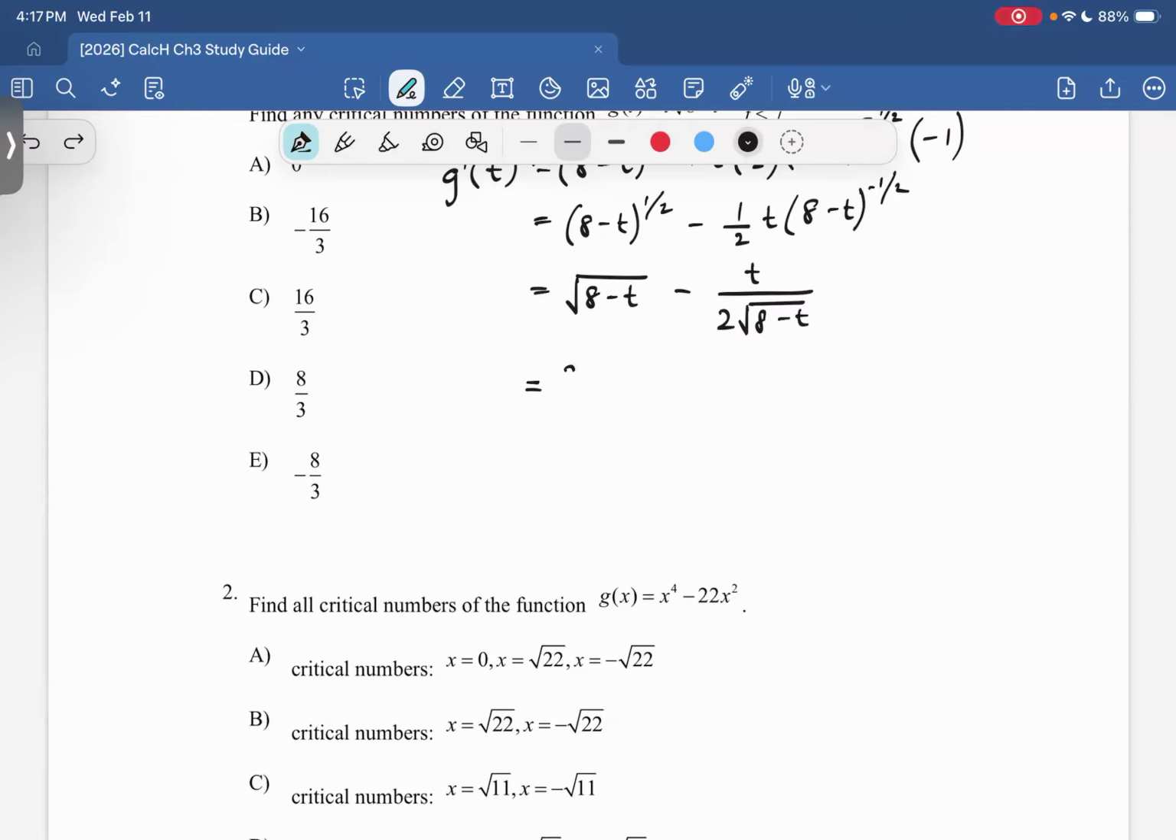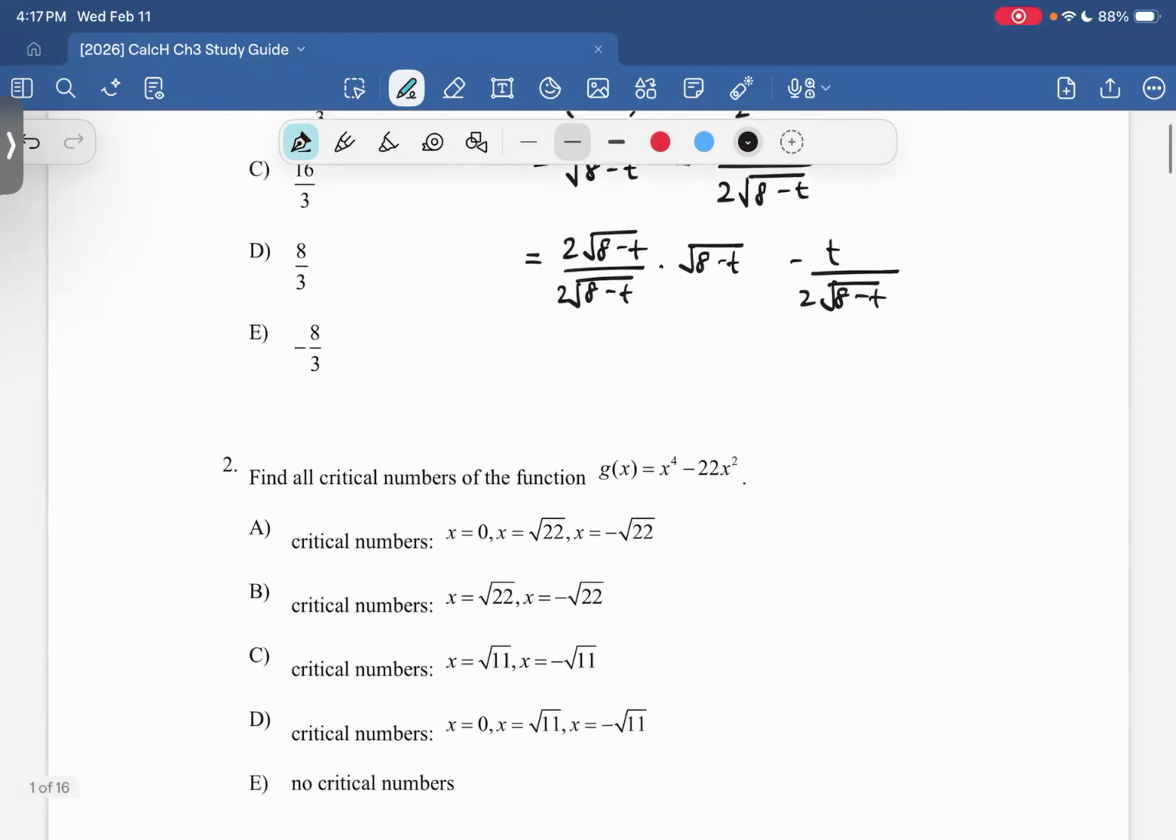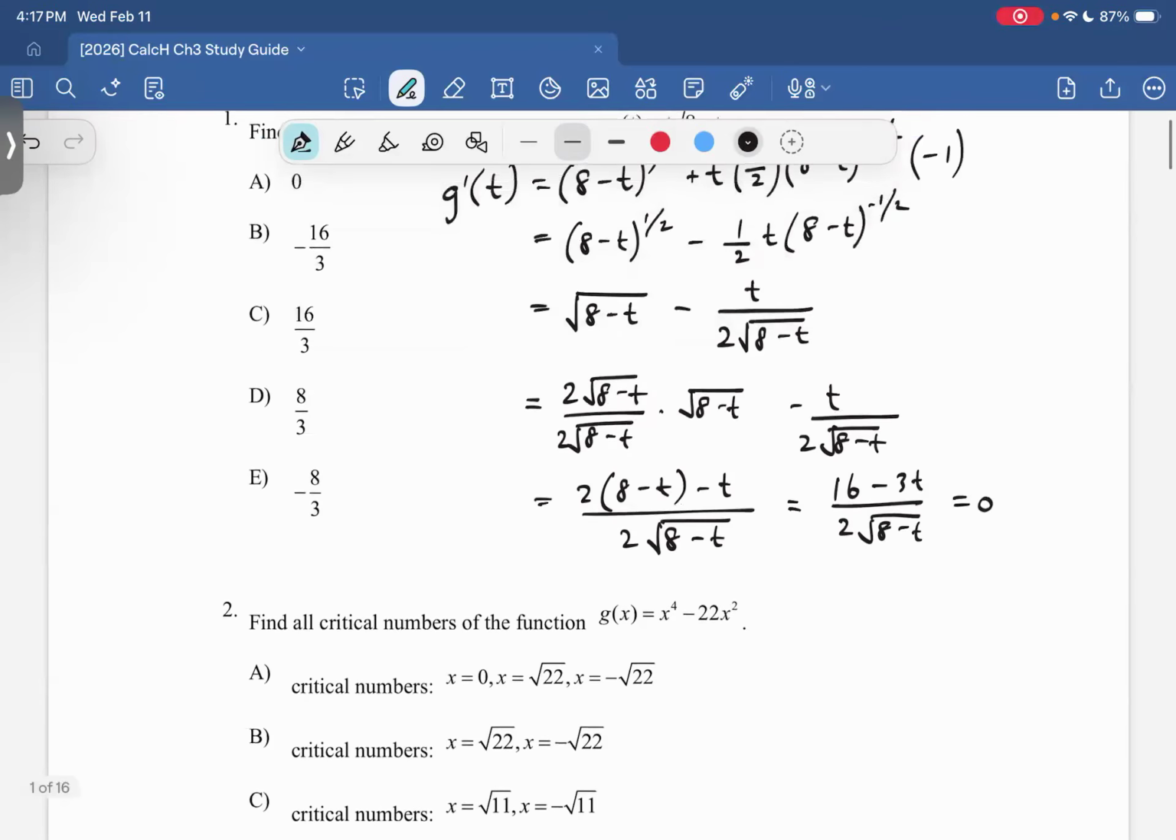Don't know how to explain it. I'll be left with 2 times 8 minus t over 2 root 8 minus t, now that I have a common denominator. So that leaves me with 16 minus 3t over 2 root 8 minus t. And where does this equal 0? It's going to equal 0 when t is equal to 16 over 3.